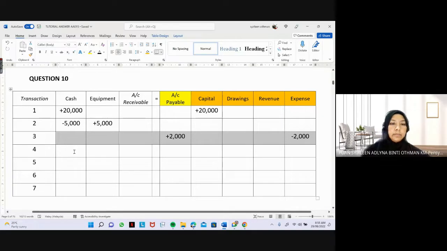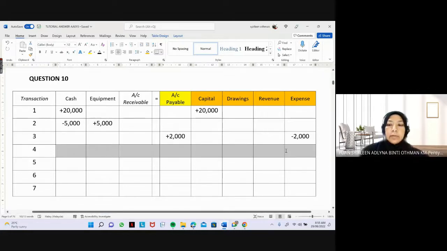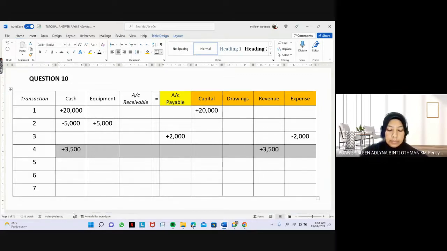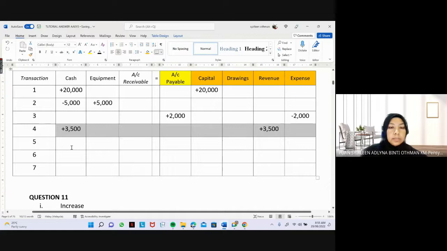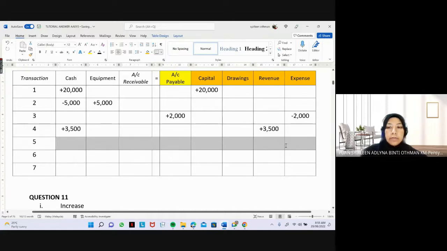And then number 4, kita rendered consultancy services dan receive money. Okay, all right. So this is for transaction 4. Okay, and then number 5, at the end of the month, Forever Excellent pays 2,500 salaries by cash to the staff. All right. So expenses akan minus 2,500 and cash also akan minus 2,500.